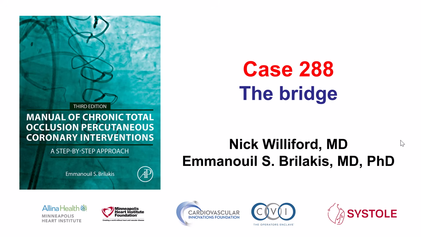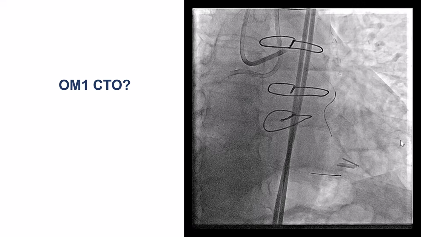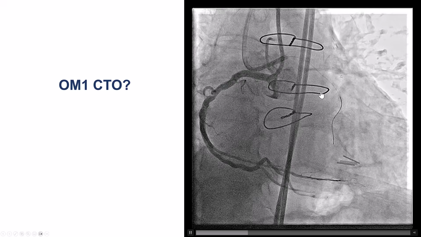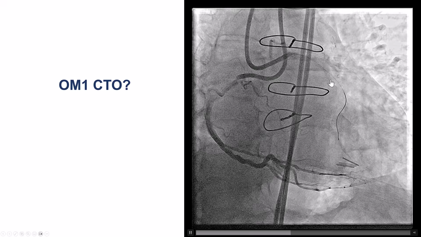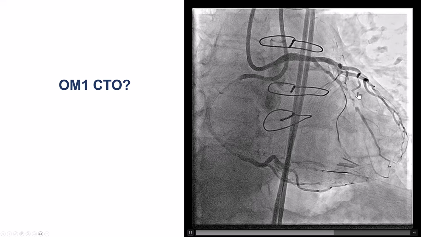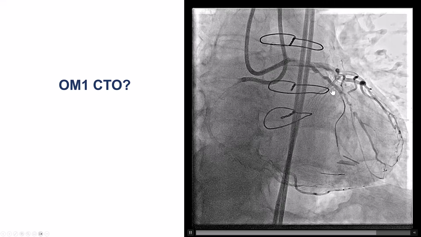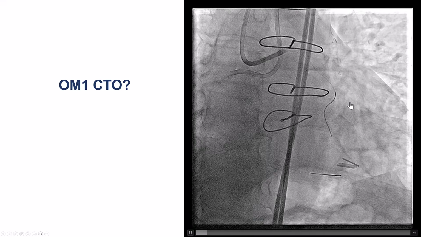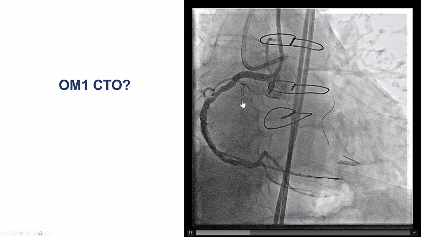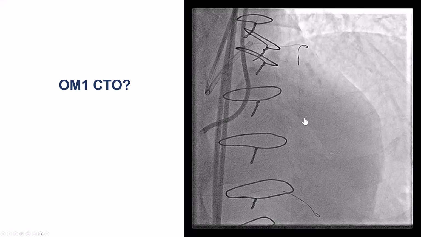This is a case of a complex obtuse marginal CTO. The reason for the name, the bridge, will become apparent in a second. This was a patient who was referred for PCI of this obtuse marginal lesion. There had been 2 prior attempts to recanalize that were both unsuccessful. There was also some disease on the right coronary artery.